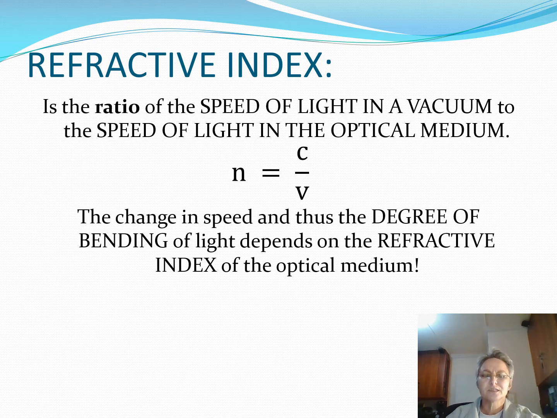The change in speed, and thus the degree of bending of the light, depends on the refractive index of the optical medium. And the refractive index of an optical medium depends on the optical density of the medium. We will discuss that a little bit later.